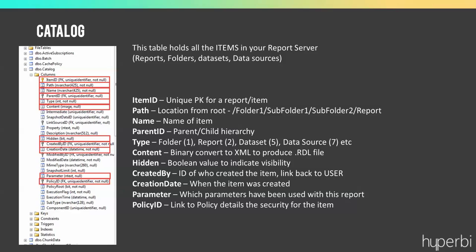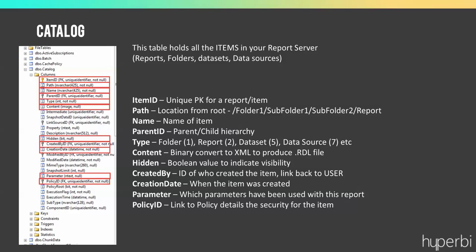What you also have in here is some stuff that's particularly interesting. You have the path to how it's stored. So this is the location from your root. So if you move your report server, your links will still work because it's just the root section of it. You got the name of the report. You got the parent ID. So the way that the catalog works is a parent-child hierarchy. So you have a folder. That folder might have a child folder within it, which might have some reports inside it. You've got whether it's hidden or not, who it was created by, which parameters it can use, and policy ID for security. Then you also have this column, content.